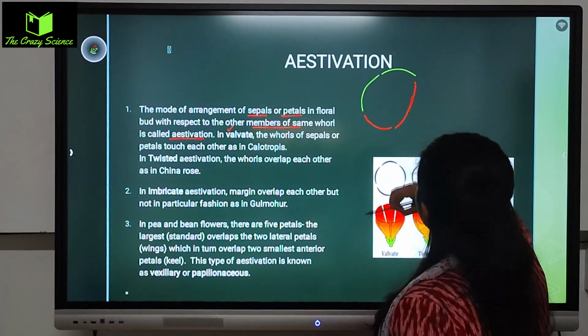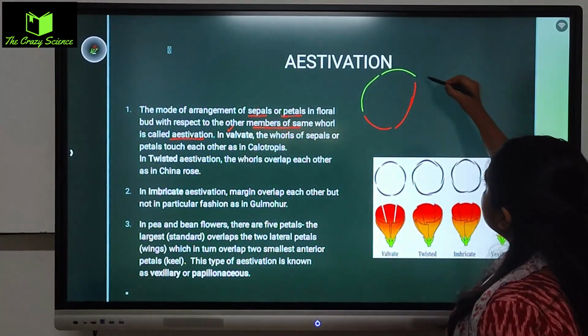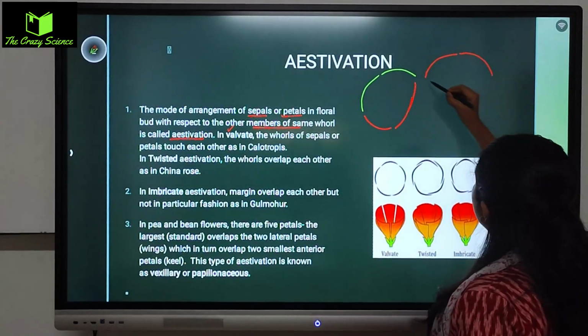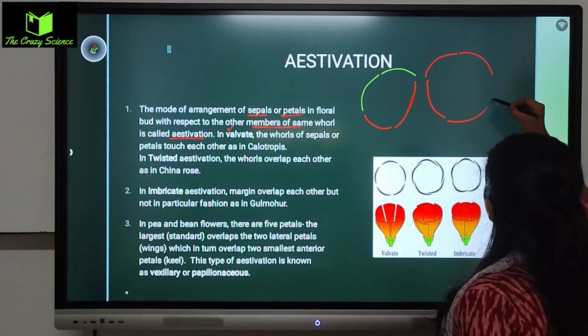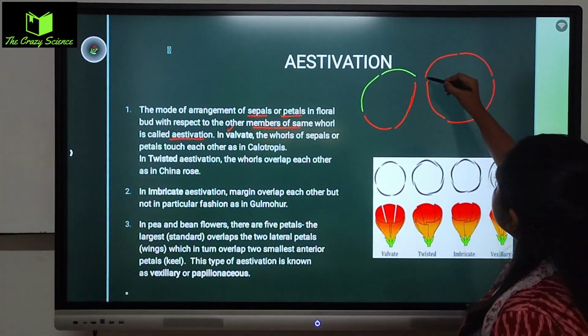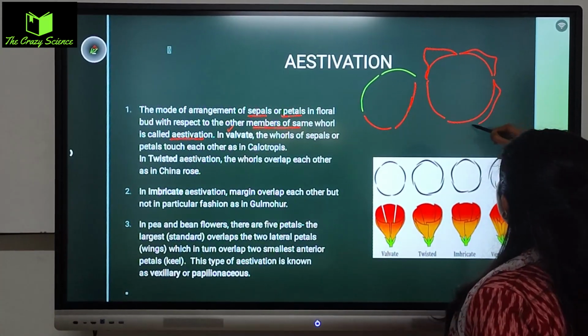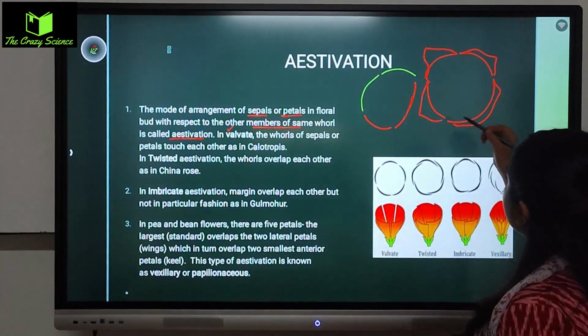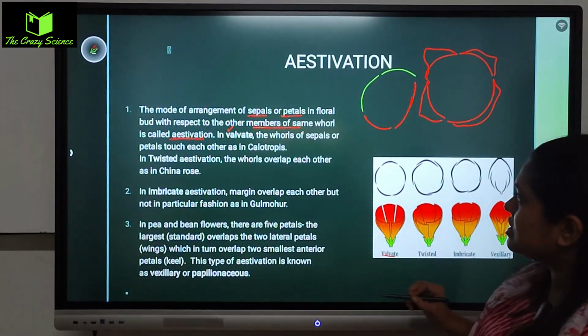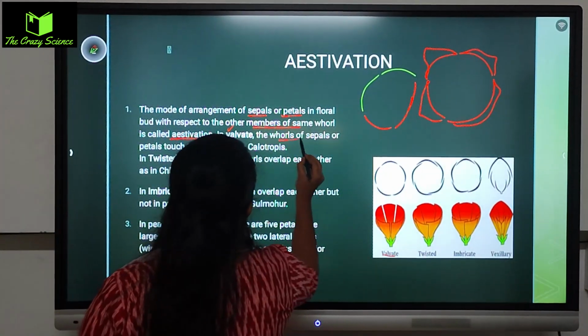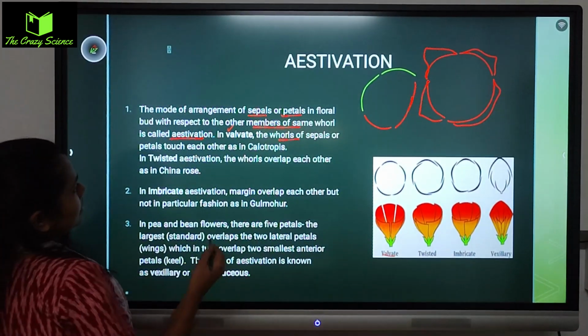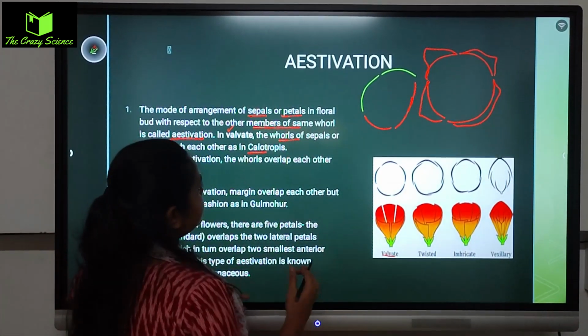This is how they will be connected, equally they will be connected, beautifully. If there are, suppose, 4 petals or 4 sepals, they will look like this, equally. So this is called the valvate. In valvate, the edges of the sepals or petals touch each other in a synchronized manner.